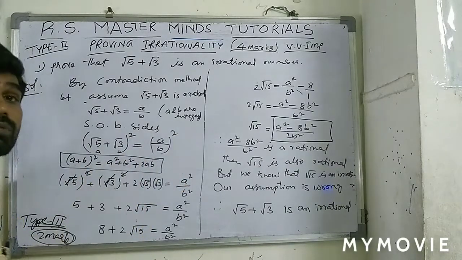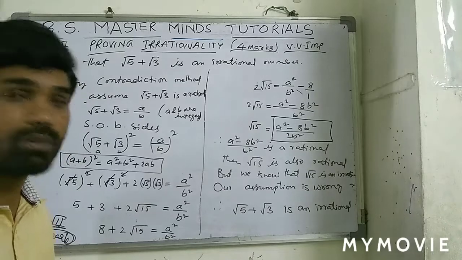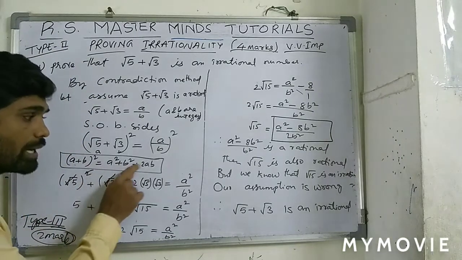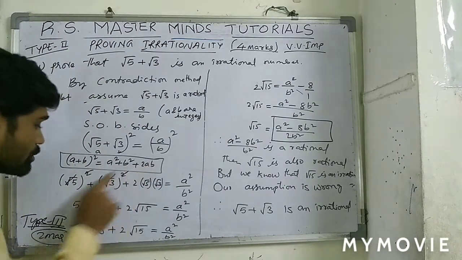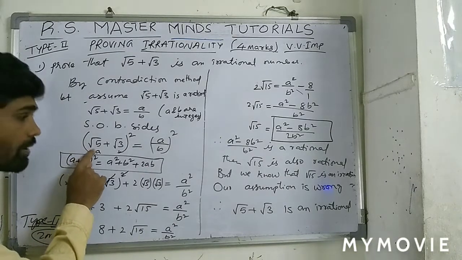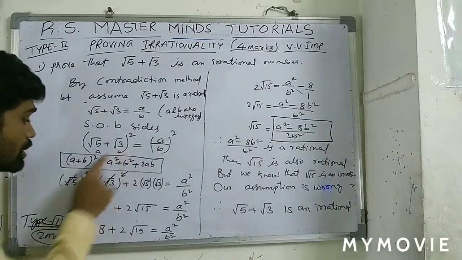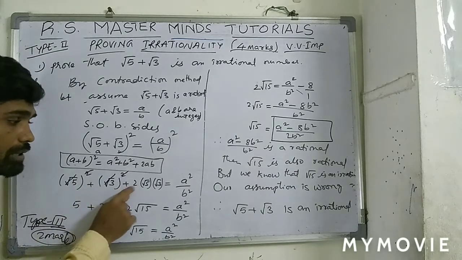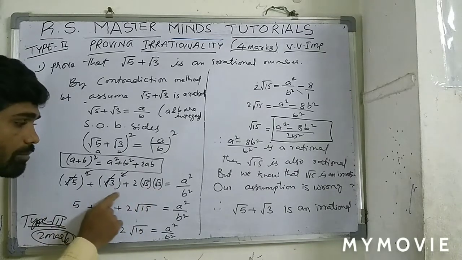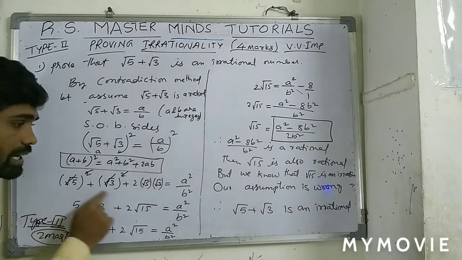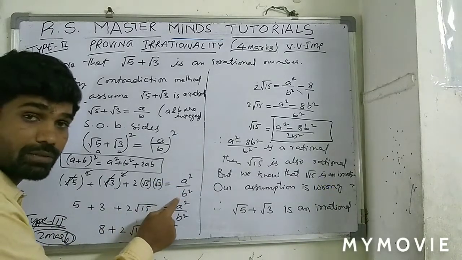So the (a plus b) whole square formula. What is the (a plus b) whole square formula? a square plus b square plus 2ab. What is a here? Under root of 5. What is b here? Under root of 3. So a square plus b square plus 2ab, in terms of a, b and ab, is equal to a square by b square.